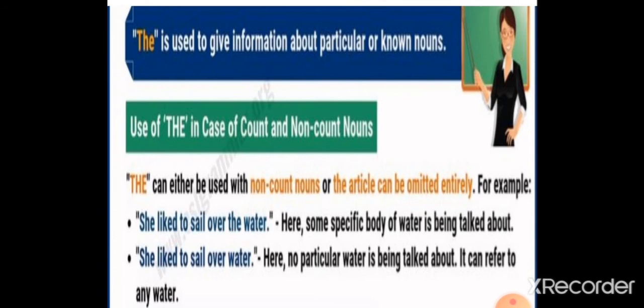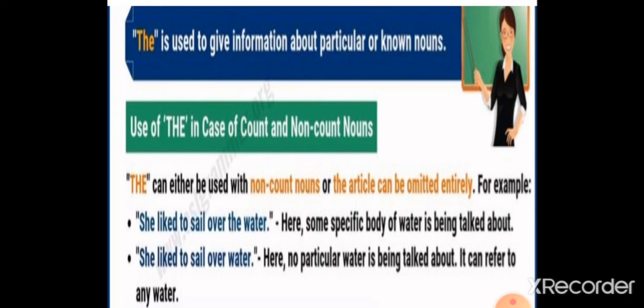Now, "the", as we all know, is used to give information about a particular noun or anything. So, "the" is a definite article. It can be used with uncountable nouns also. For example, she liked to sail over the water. Here some specific body of water is being talked about, means she liked to sail on that specific water body. ठीक है.